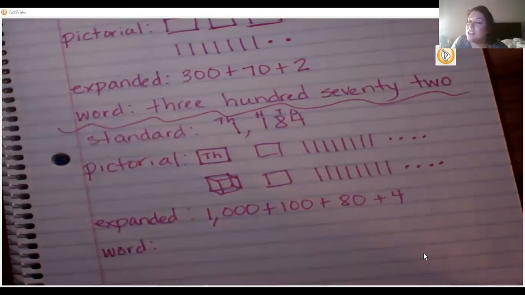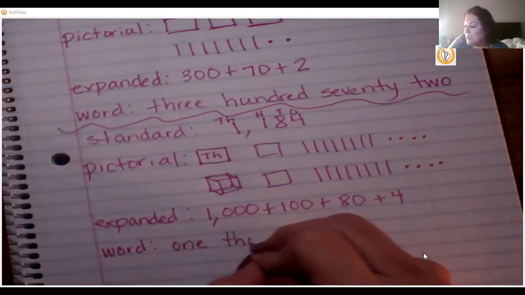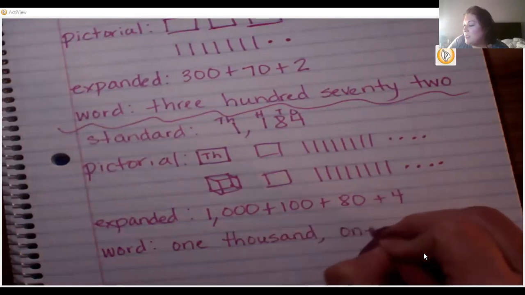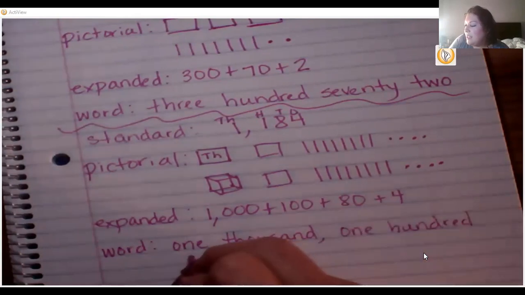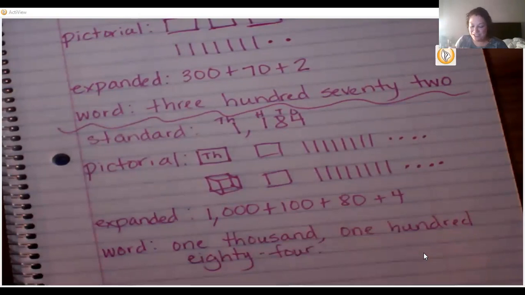And again, write it just as you would say it. This is 1,000, 100, 84. Okay, boys and girls, so good job. Just a quick review on what we have learned before to keep those skills nice and fresh in our heads. And now we're going to start our new skill for the week.